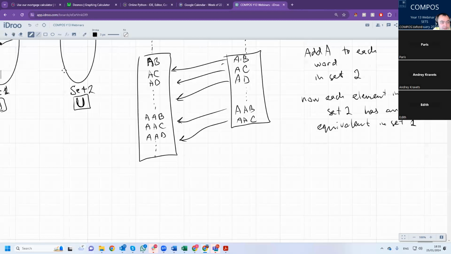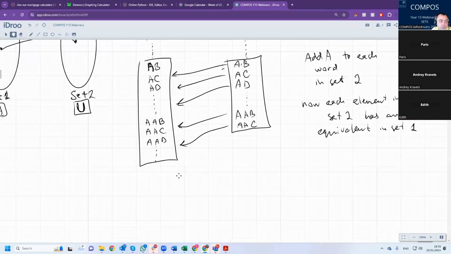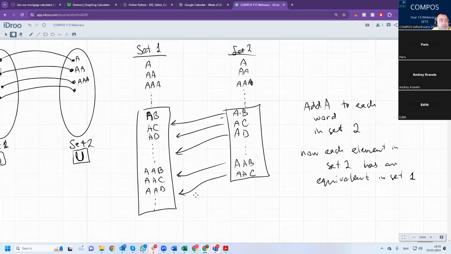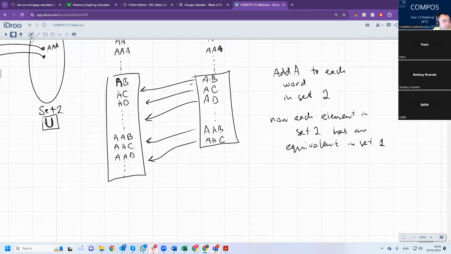Now we do the reverse. We take set 1 and remove A from the beginning of each word, except for words containing only A's. Step 2: remove A from each word in set 1.